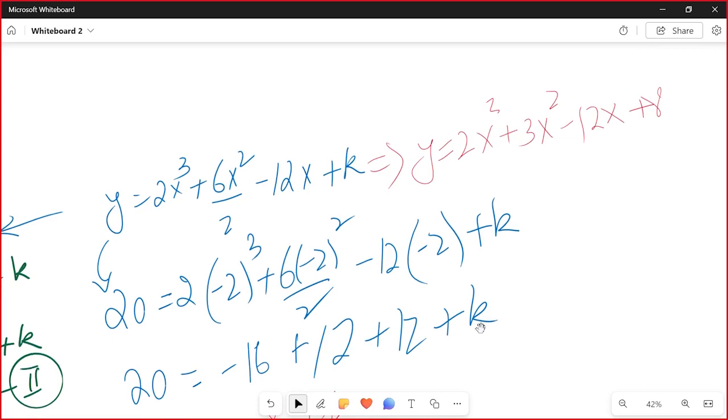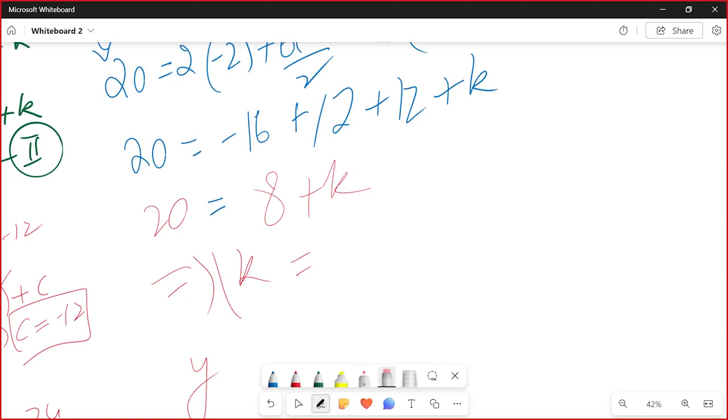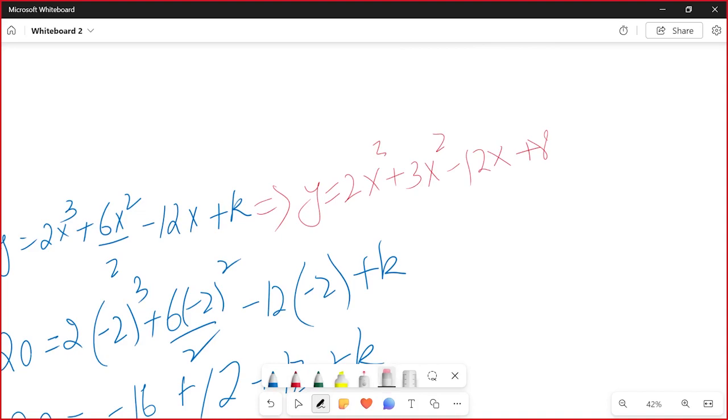Would k be 8, or would it not be like 12? Yeah, it would be 12. I'm sorry, I made a mistake here. You're right. It was because once we subtract 8 minus 20, it would be 12. Yeah. So here we need a correction.